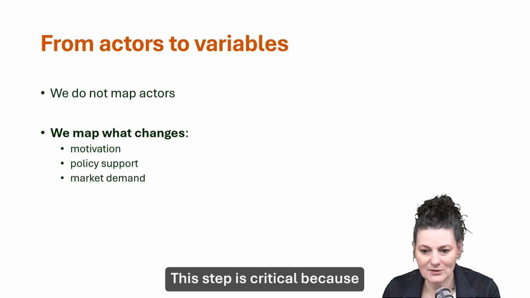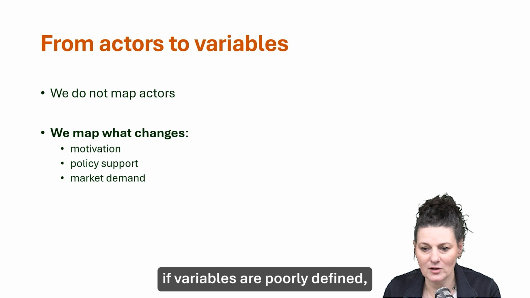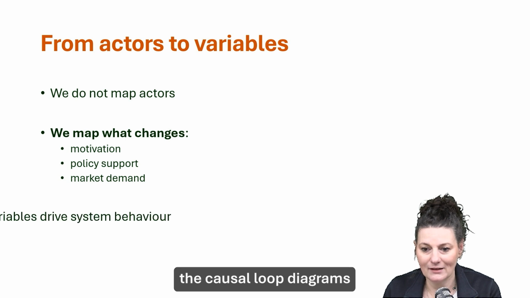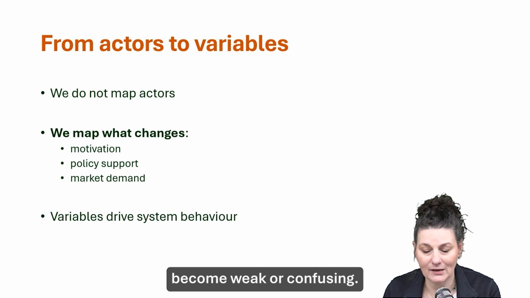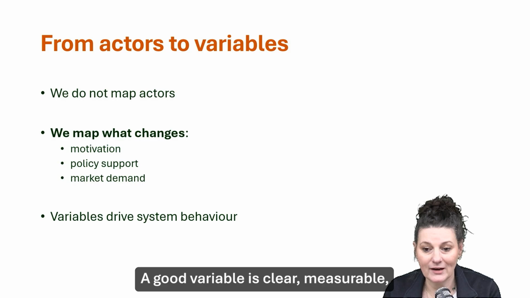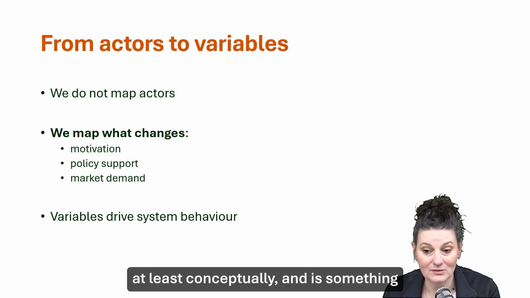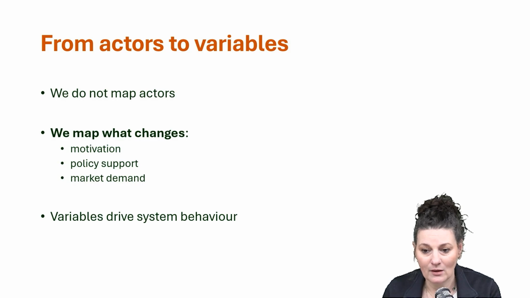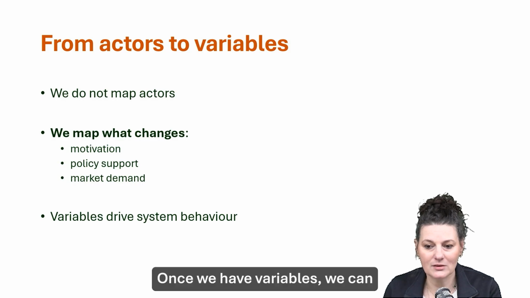This step is critical because if variables are poorly defined, the causal loop diagram becomes weak or confusing. A good variable is clear, measurable, at least conceptually, and is something that changes over time. Once we have variables, we can then begin to connect them.